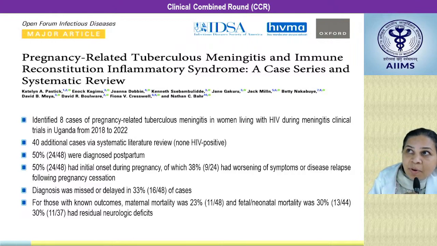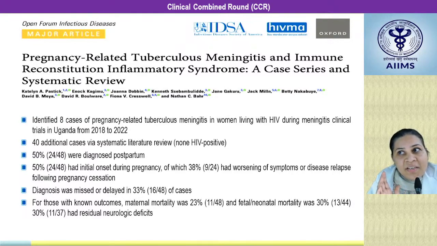In an article published by the Infectious Diseases Society of America in 2022, Patrick et al. did a case study and systematic review of pregnancy-related tuberculous meningitis and immune reconstitution inflammatory syndrome. They ran a meningitis clinical trial in Uganda from 2018 to 2022 and identified 8 cases of pregnancy-related tuberculous meningitis. Later, in a systematic review of meningitis during pregnancy, they found 40 more cases, all non-HIV positive. Of these 48 cases, 50% were diagnosed postpartum and 50% during the antenatal period. Of those diagnosed antenatally, 38% had worsening of symptoms or disease relapse in the postpartum period.